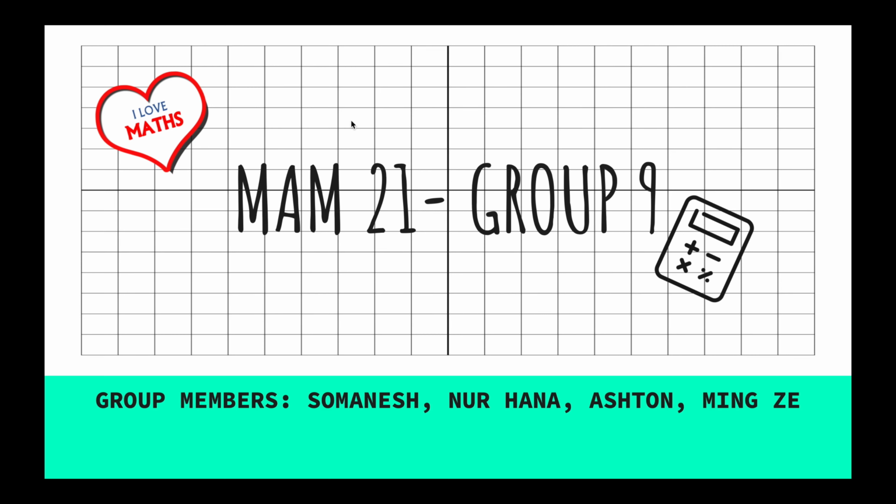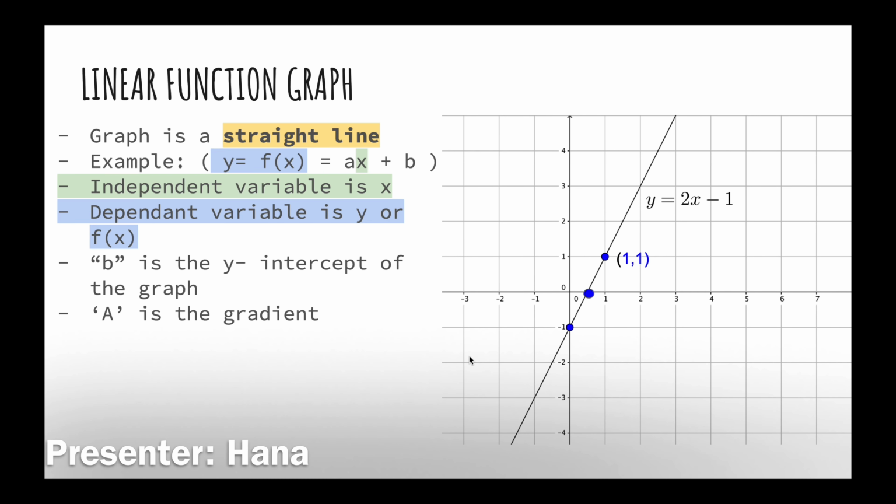My name is Hana and today my group and I from MAM21 Group 9 will be presenting about transformation of graphs. A linear function graph is always a straight line. An example of the basic equation will be y or f(x), the same thing, equals ax plus b.